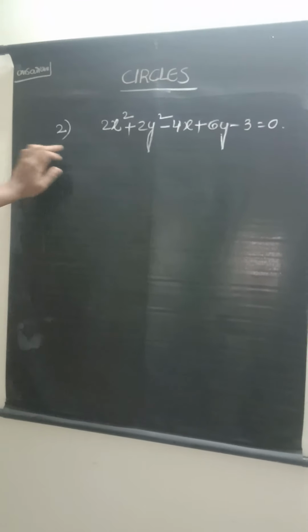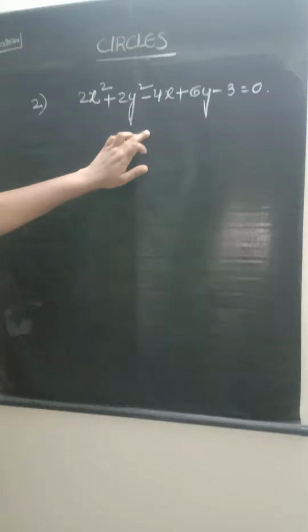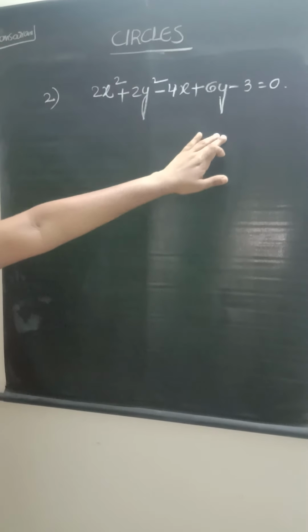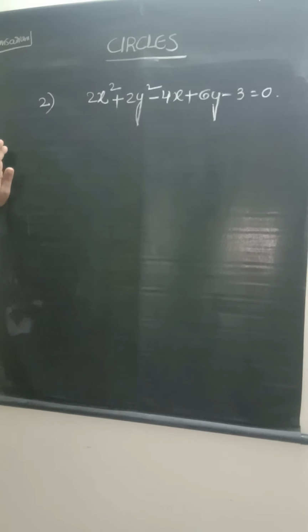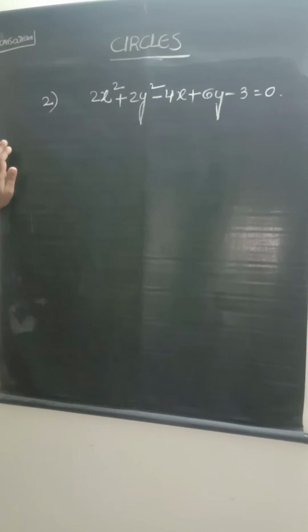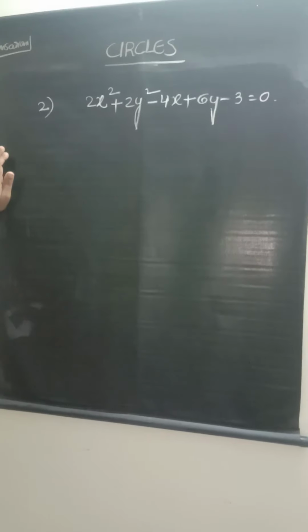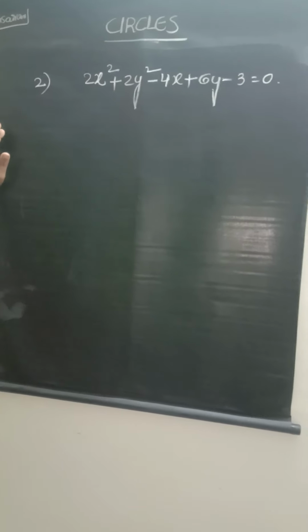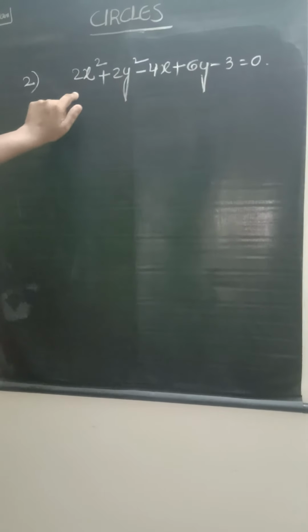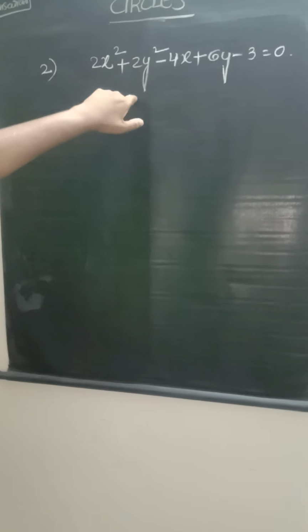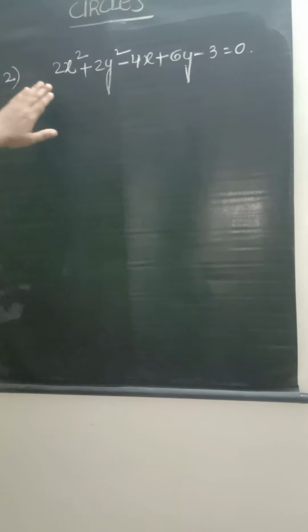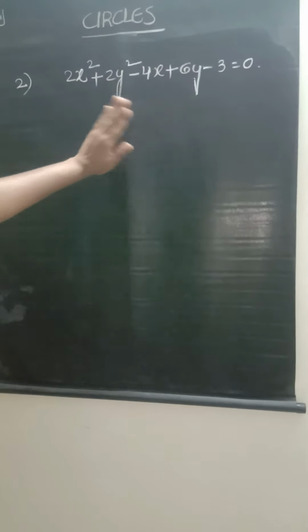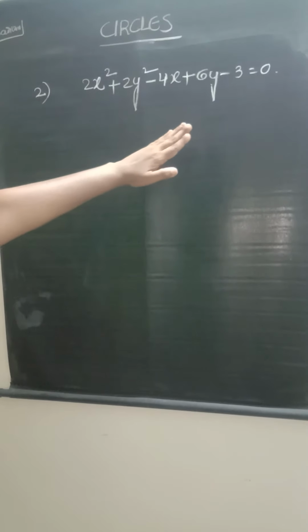Next problem: 2x square plus 2y square minus 4x plus 6y minus 3 is equal to 0. Now for this equation we want to find the center and radius. Before finding them, we should convert this equation into standard form. Standard form means x square coefficient and y square coefficient are equal to 1. To change this equation to the standard form, we divide the whole equation by the number 2.